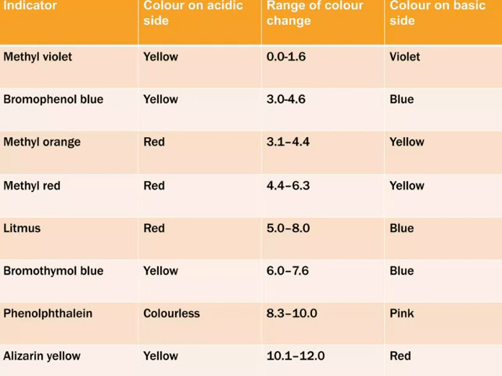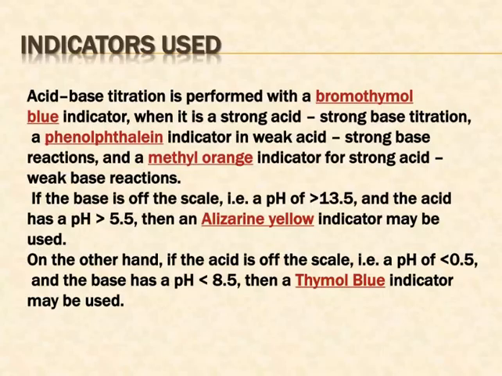Look here, a lot of indicators: methyl orange, methyl violet, bromophenol blue, methyl red, litmus, bromothymol blue, phenolphthalein, alizarin yellow. And their colors on the acidic side: yellow, yellow, red, red, red, yellow, colorless, yellow. The range of color change and the color on the basic side. So keep this in your mind, because this theory should be in your mind during the volumetric analysis, my friends.